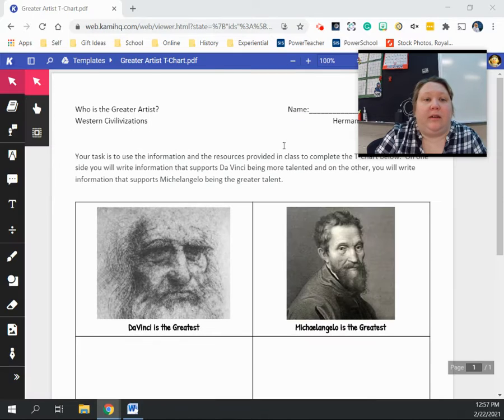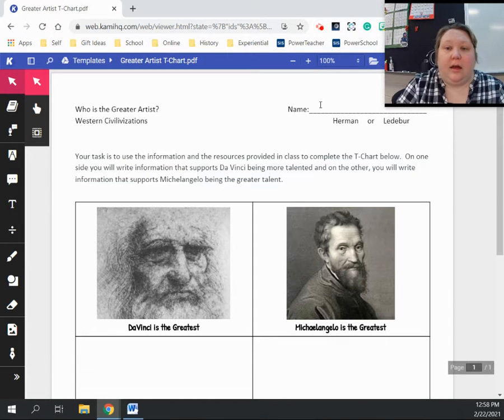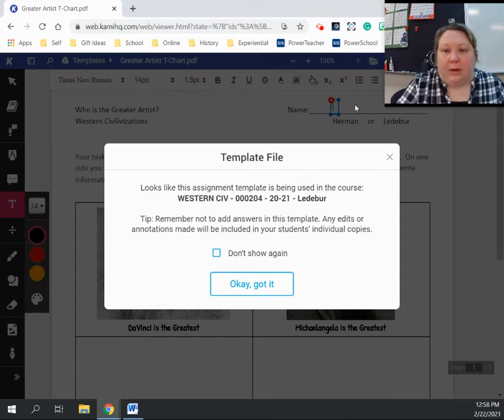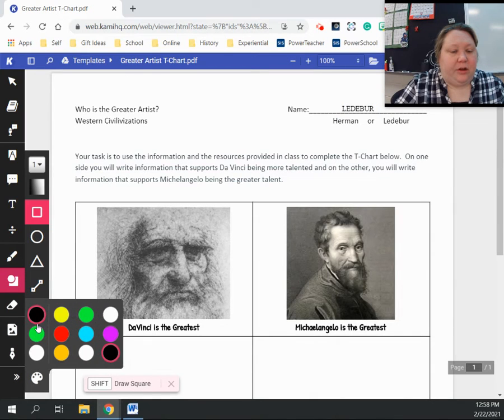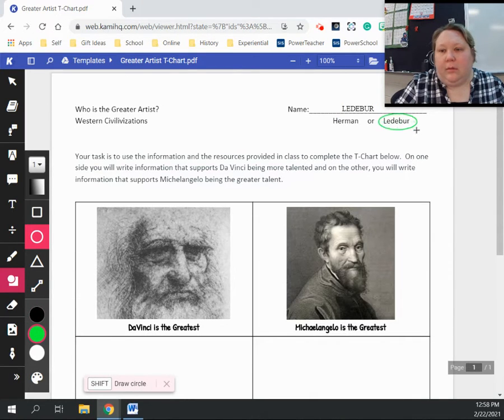But we're going to spend some time talking about the T chart. And so, of course, as always, go ahead and type your name into the name box. Okay, and if you belong to Miss Lederer or Mr. Herman, you'll add that information. So, belong to Miss Lederer. Okay. So it says this: your task is to use information and the resources provided in class to complete the T chart below. On one side, you will write information that supports Da Vinci being more talented, and on the other, you will write information that supports Michelangelo being the greater talent.